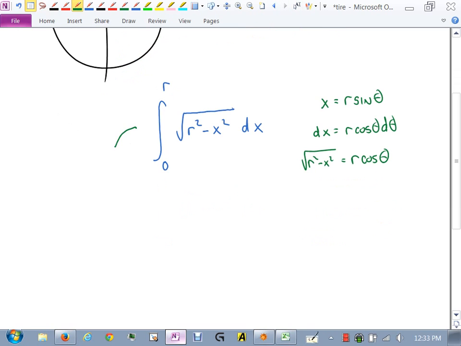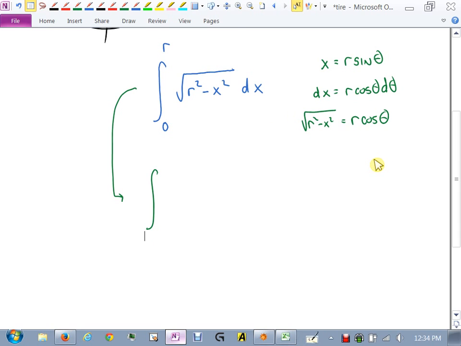Rewrite the integral. This integral becomes, now notice I took my limits 0 and r off right now. The reason I took them off is because we're changing variables, and that makes a big difference. Now, hang tight. So, rewrite this, what do you get? r cosine theta, what's dx?